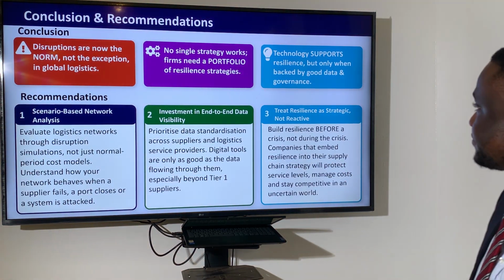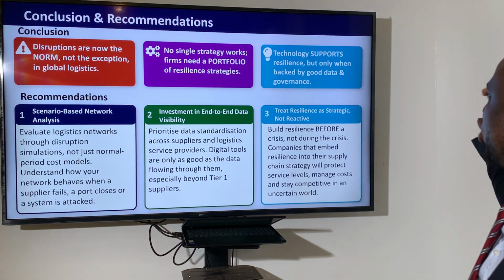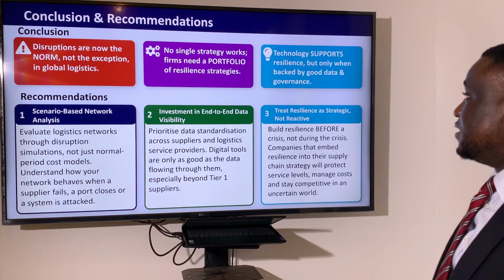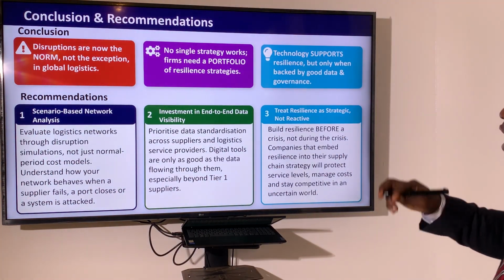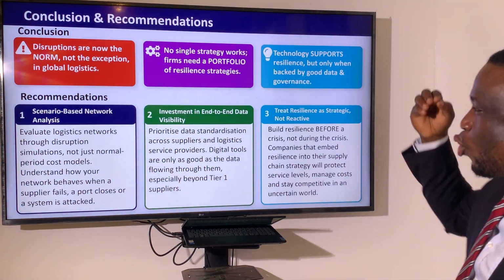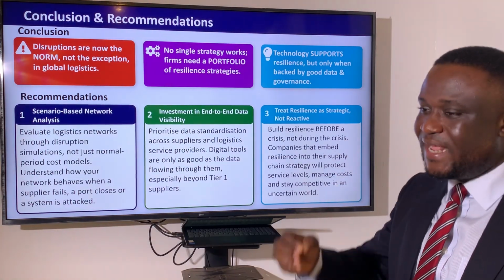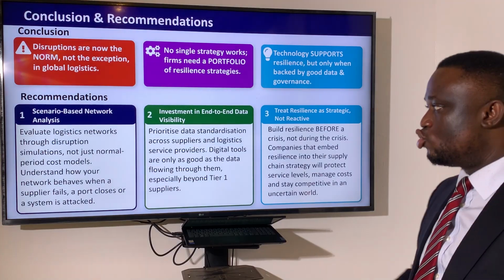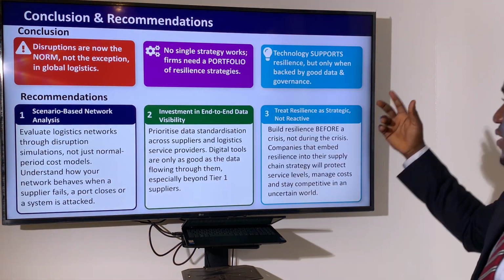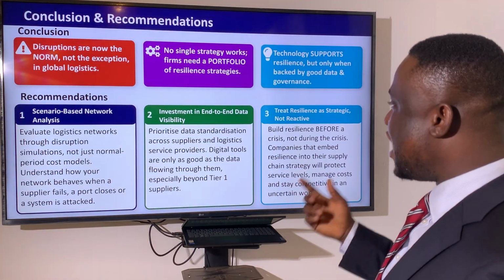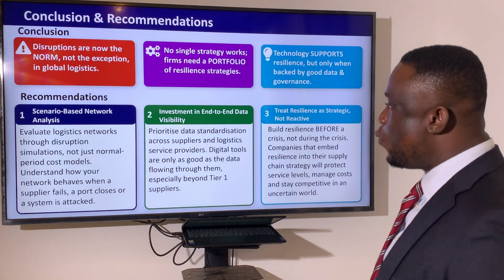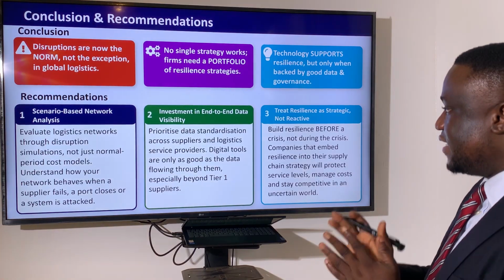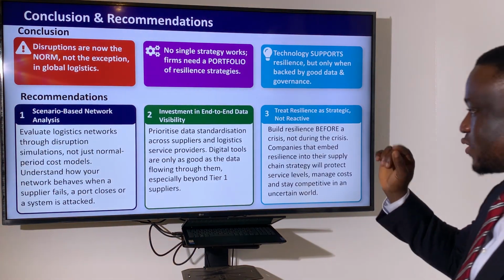And then technology supports resilience, but only when backed with good data and governance, right? Technology, as I said, has always been the way to go. But we need good data, we need a governance system, we need a certain set of rules and boundaries that will support this system to work. Based on this, I recommend a scenario-based network analysis where we evaluate the logistic network through disruption simulations, not just normal period cost models.